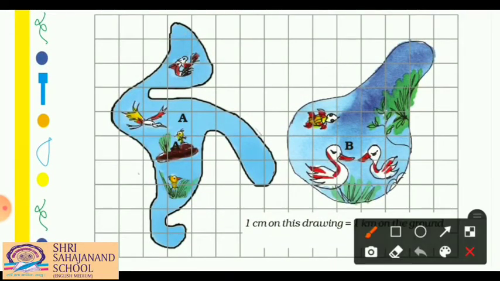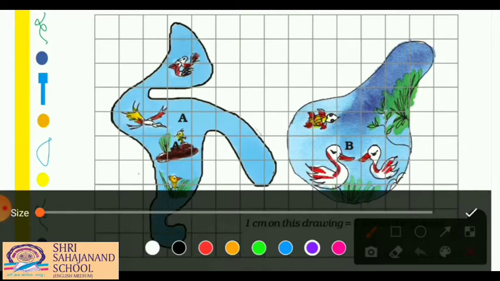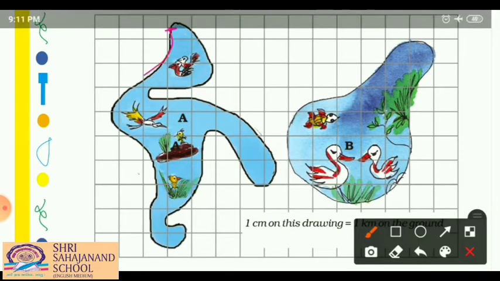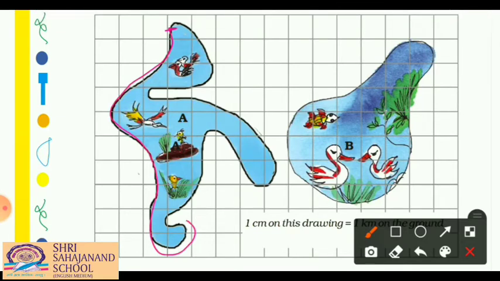Length of this lake means we have to find its perimeter. So for that, what we have to do? We have to use a thread, and I have used a thread and I found its length. It was only 36 centimeters. So how can you measure? Let me help you. You can do it yourself also.